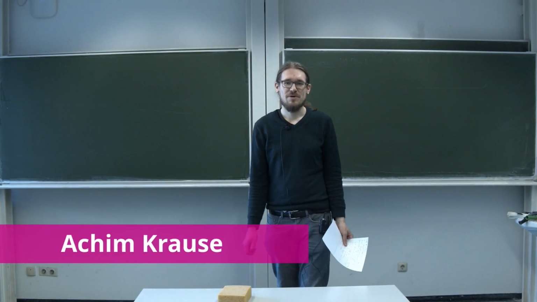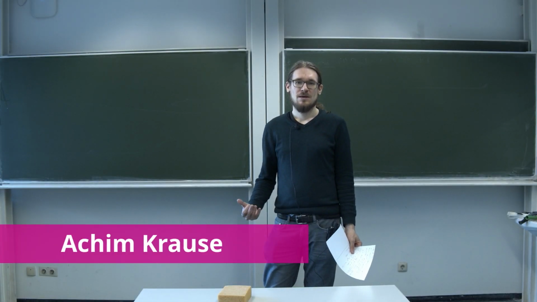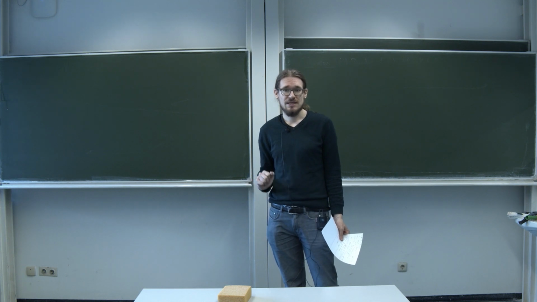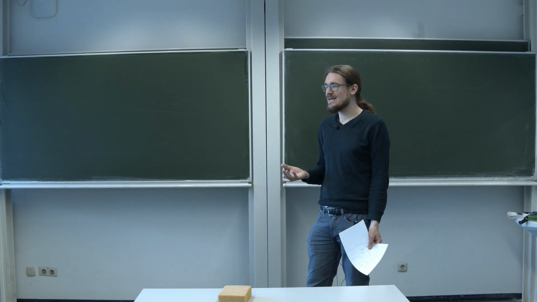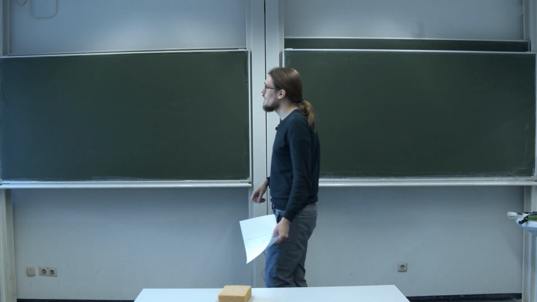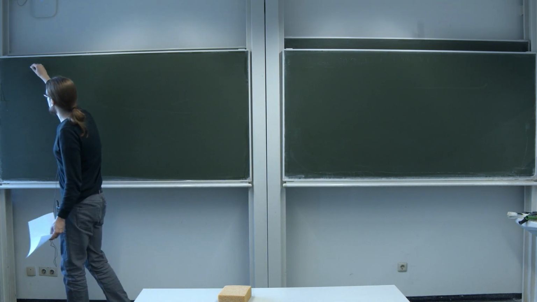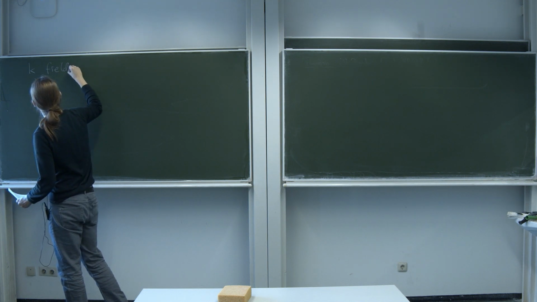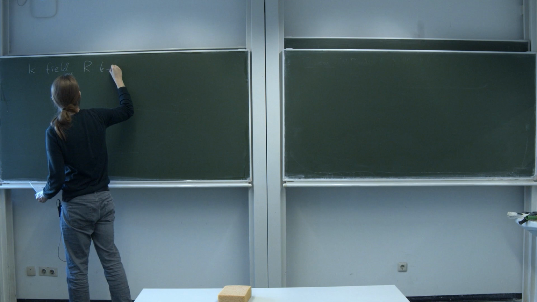I'm Achim Krause from Mathematics Münster. As Thomas just explained to you, there is a trace map from algebraic K-theory to Hochschild homology. Where is that coming from? Well, let's first ask, what is the trace of an endomorphism abstractly? We will discuss that in the following setting. We let K be a field and R a K-algebra.